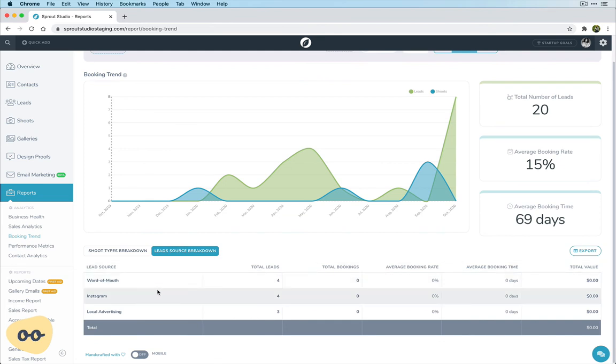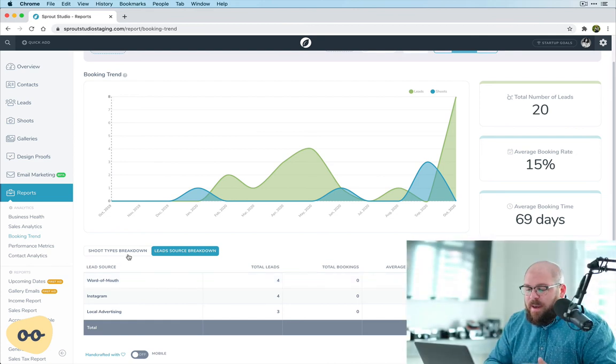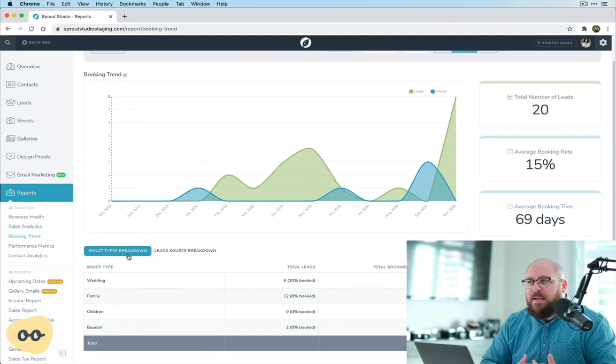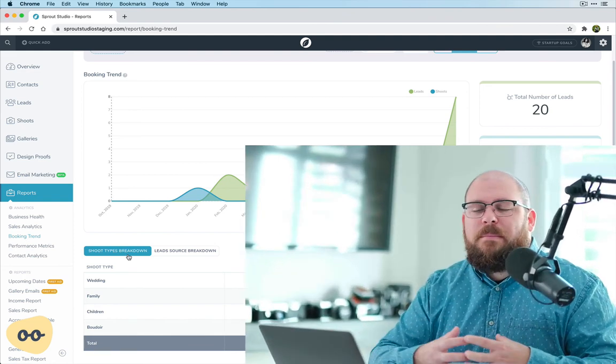So maybe you might want to look at this and say, one of them is working really well, one of them is not working really well. Maybe one of them is a shorter time period to book, in which case maybe you should spend more of your time there. It just gives you that information from a booking trend perspective as to what's working, what's not working, and how you can make things better, or how you can spend less time on things that maybe aren't working in your business. And so that is the booking trend report for you in Sprout Studio.